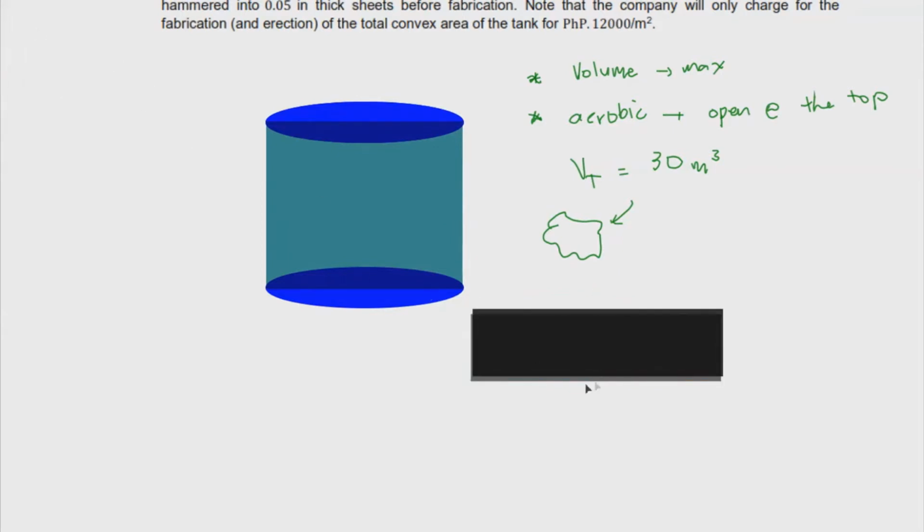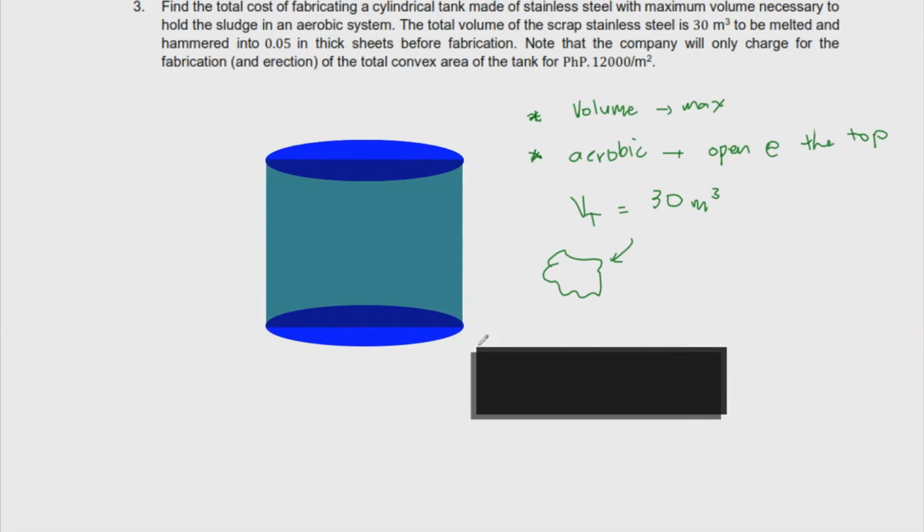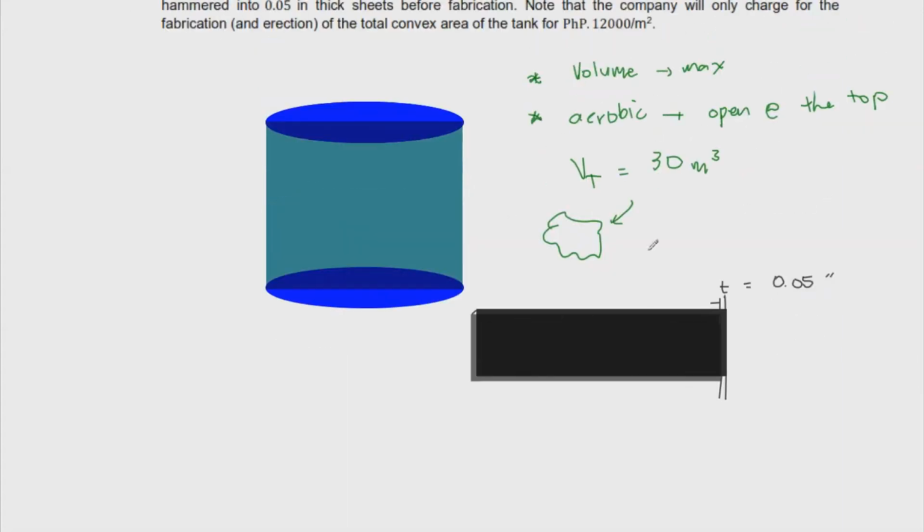If you notice, this is our metal sheet, and of course it is connected. It's a metal sheet, it is not two, it's just one sheet. They hammered it in a way that this is actually the thickness. If you notice, this is its thickness, and that thickness is equal to 0.05 inch.